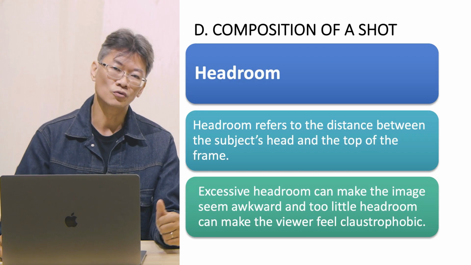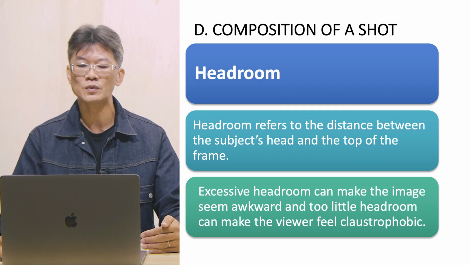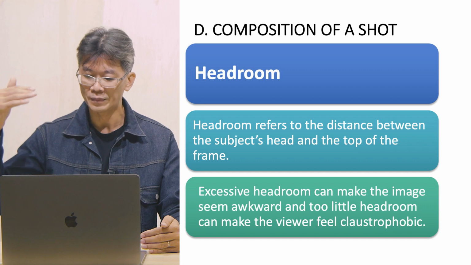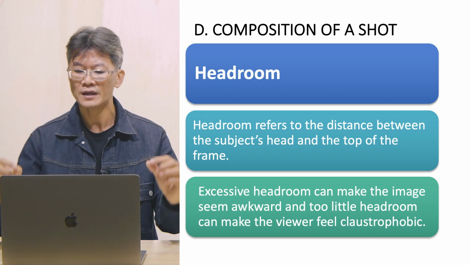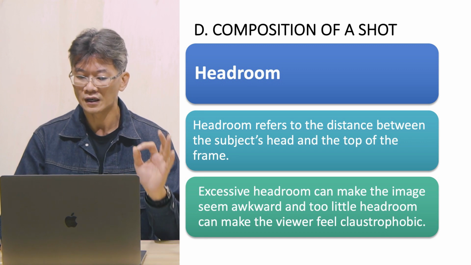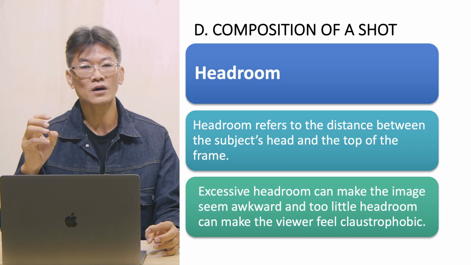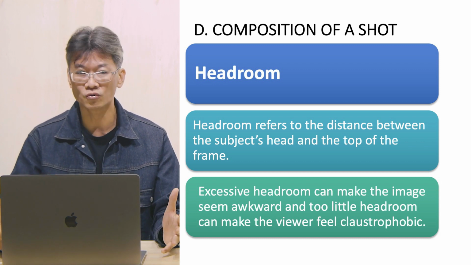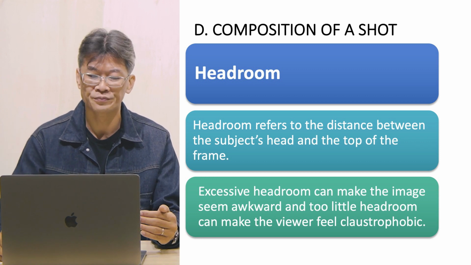Next one is headroom. The rule of headroom refers to the distance between the subject's head and the top of the frame. This gap, the headroom, can be seen well if it's well taken. But the image will be awkward if there's too much headroom, or it will feel a bit claustrophobic if there's too little headroom. Right? So take note of this headroom aspect. This is another example of a well-designed headroom.